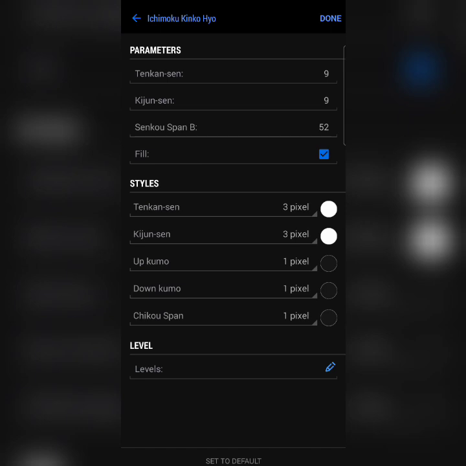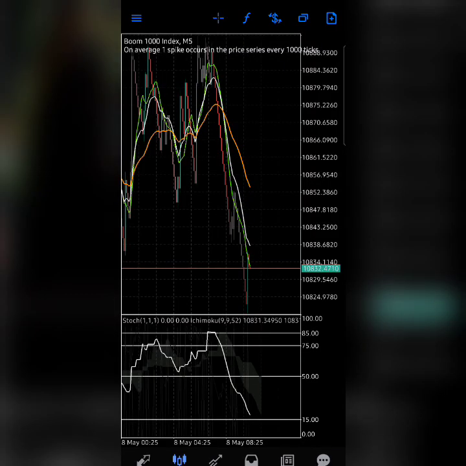Now in the Ichimoku, it's quite simple. 9, 9, 52, fill it in, and then the 10, and yeah, you can see the first 2 here are white, and the last 3 are the color of the background of your trading platform. So when you're done, you just have to click done up here. So yeah, this will be your setup once you're done.